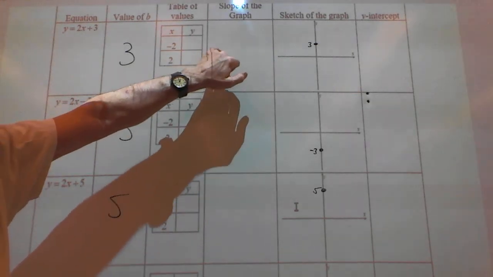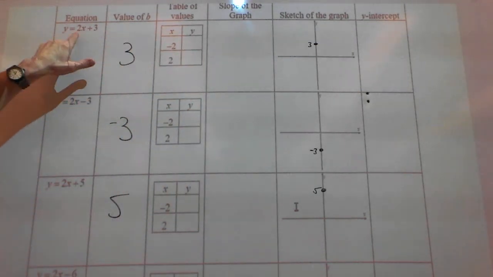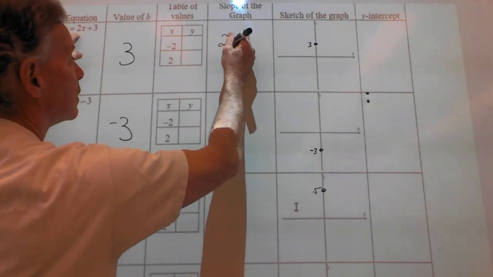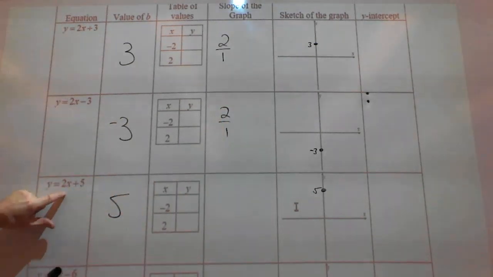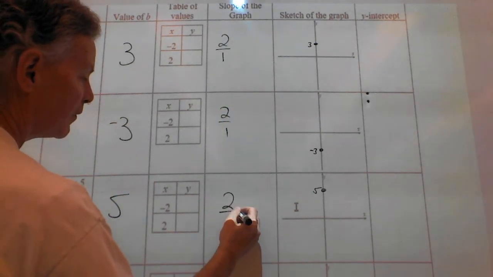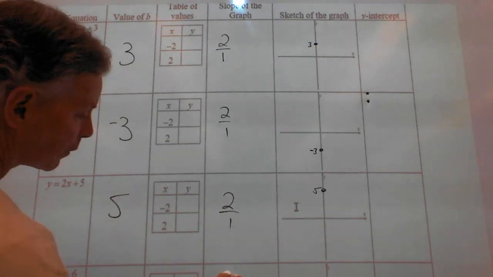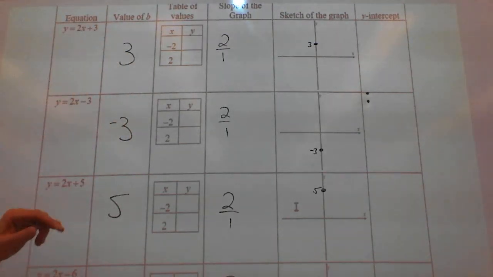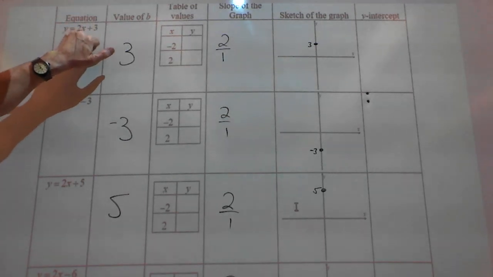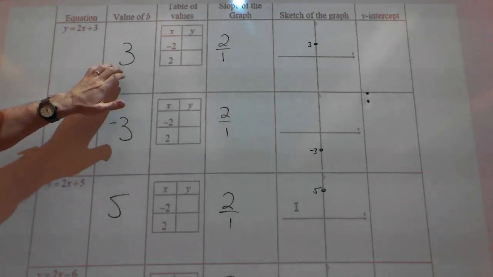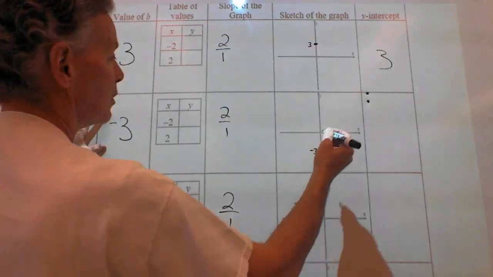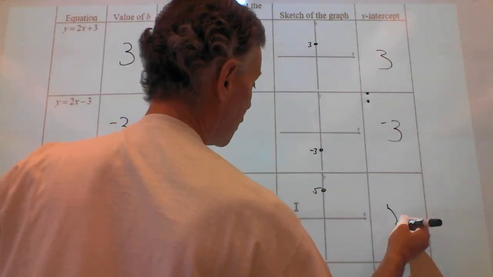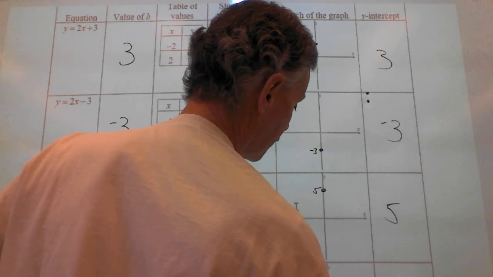What's the same about them? Well, the thing that's the same about them, take a look at the slopes. This one has a slope of 2. And this one has a slope of 2, and look at this one. It has a slope of 2, as does the fourth one. Okay, so remember, the slope is the number that's attached to the x. Okay? So, if our value of b is 3, our y-intercept is 3. Similarly, negative 3, positive 5, and negative 6.